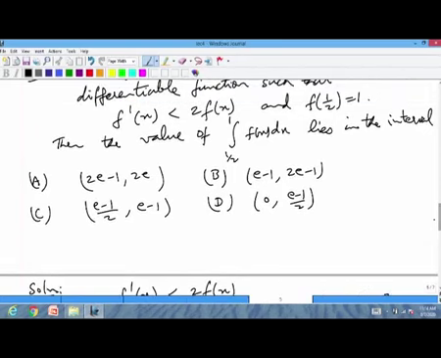So, this option D is correct, and all the other options you can see are wrong, because this integral is less than e minus 1 by 2. So, option C is wrong. Similarly, option B is wrong and option A is wrong.